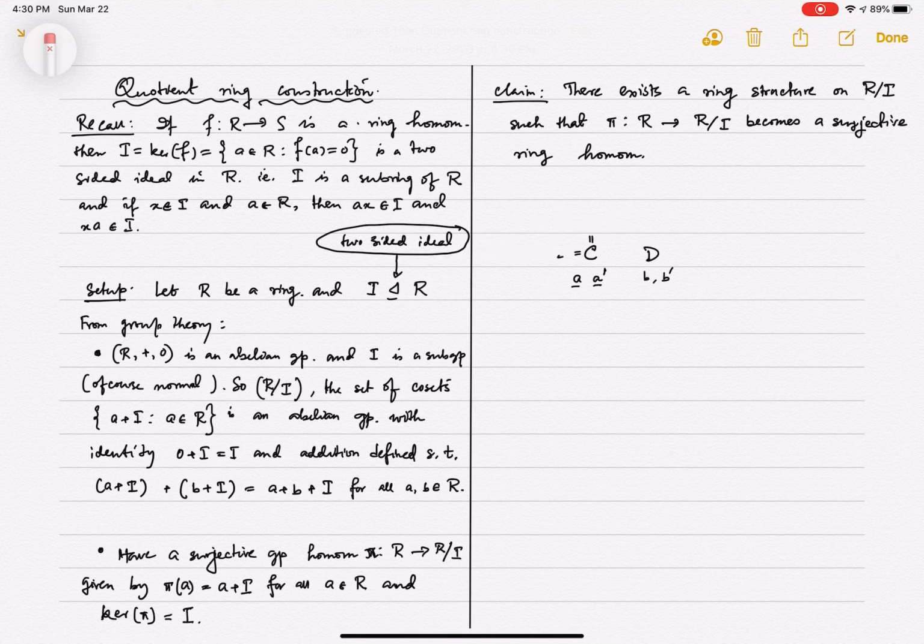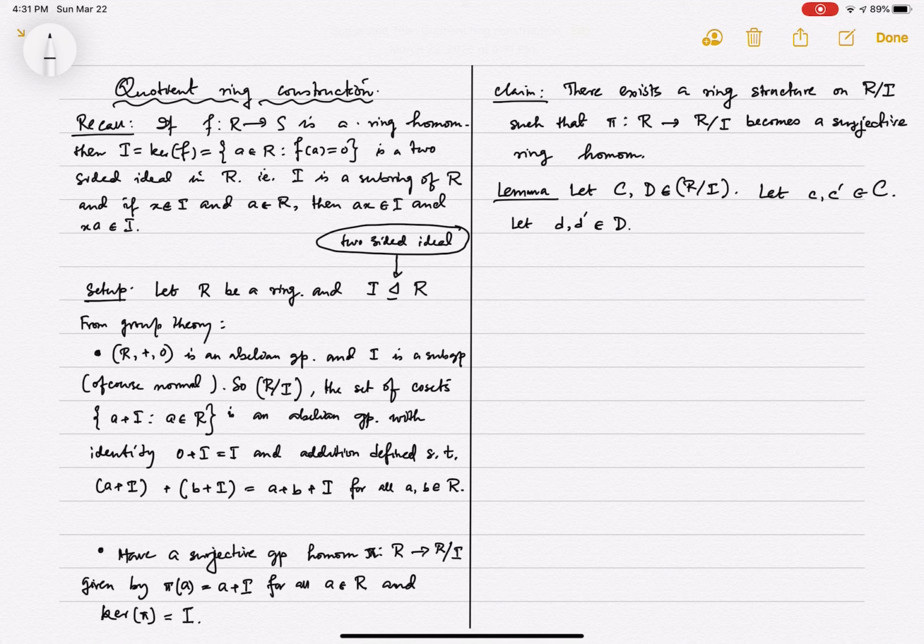That would be the content of this next lemma. It says: let C and D be two cosets in R mod I. Choose two elements from capital C, call them little c and little c prime, and choose two elements from capital D, call them little d and little d prime. Then the coset of cd and the coset of c prime d prime are the same.